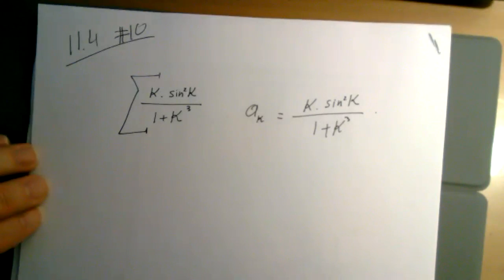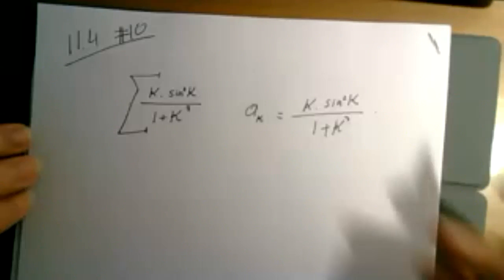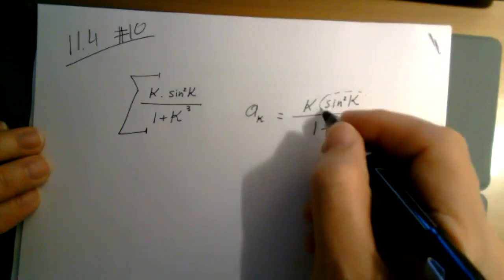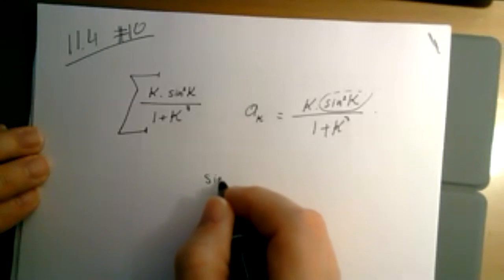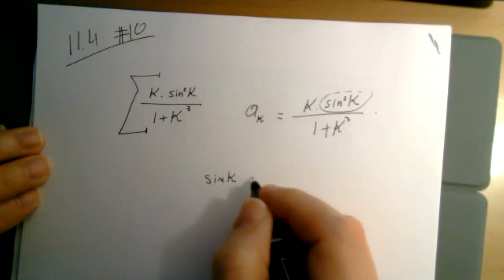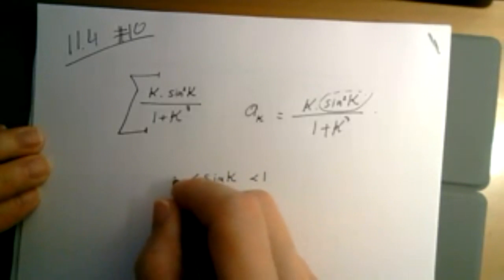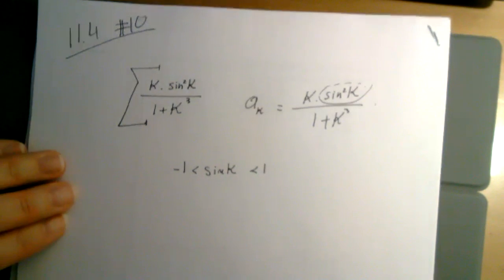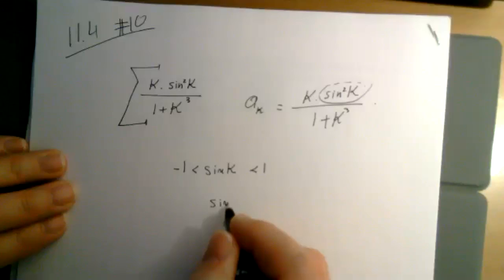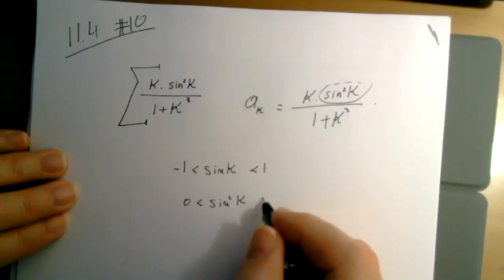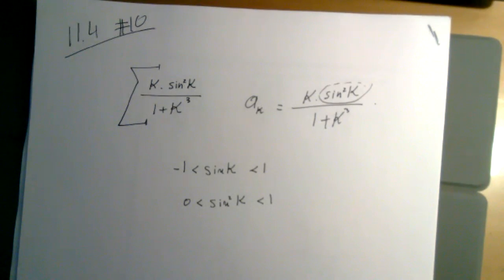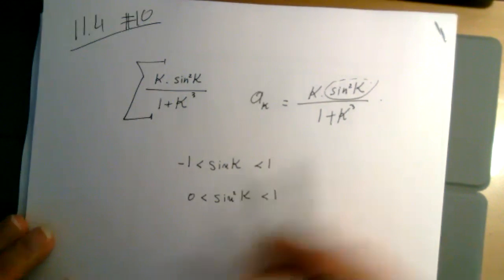I did something fairly similar yesterday, and it works like this. The sine of x, I don't know its behavior, but I know one thing about it, something important. I know that the sine of k is always between -1 and 1. It means when I square this, it's going to be positive for sure, but it's always less than 1. And that's what I'm going to use to see if I can control this problem.